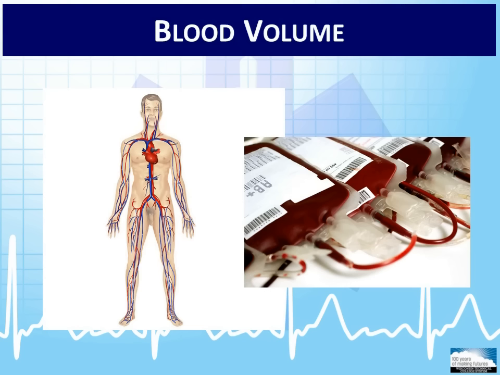The body experiences different levels of hypovolemic shock between 15 and 40% blood loss. At or beyond 40% blood loss, death becomes increasingly probable. We will talk about shock later in this course.